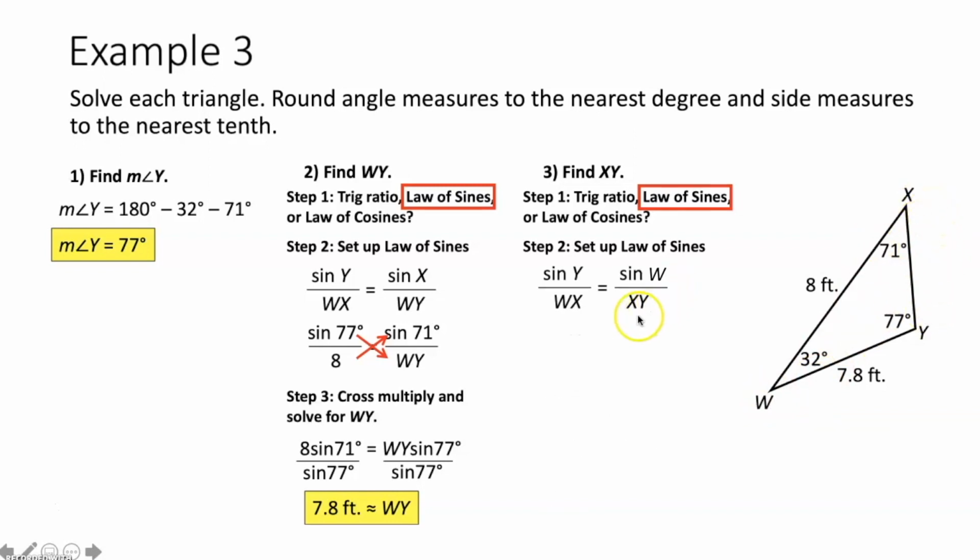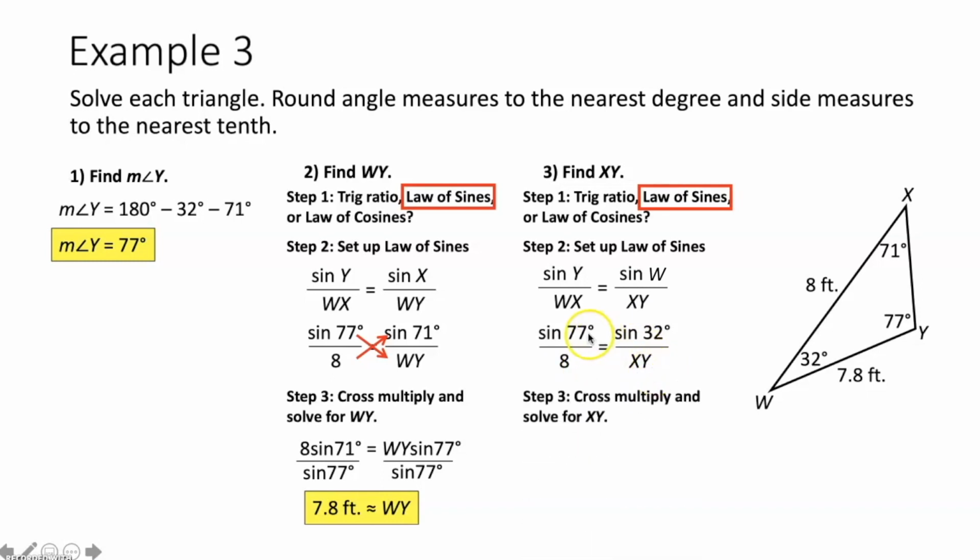Now what I can do is plug in what I know. I know that the measure of angle Y is 77 degrees. That goes in there. The measure of segment WX is 8 feet. That goes in there. The measure of angle W is 32 degrees. That's going to go in there. And then the measure of segment XY is what we are trying to find, so that just stays XY. Now I just need to solve this proportion in order to find the measure of segment XY.